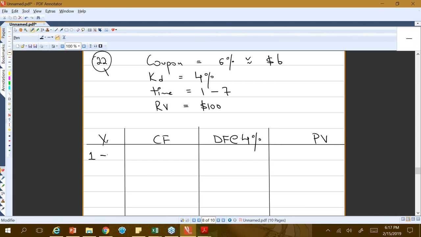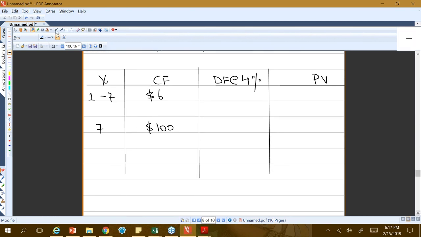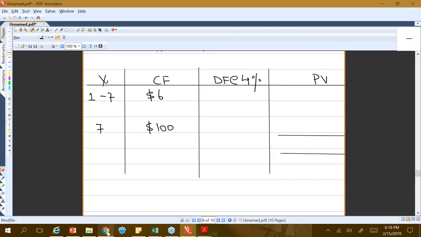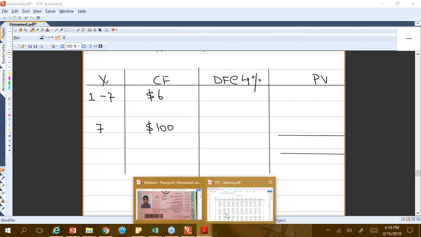From year 1 to 7, we've got a cash flow of $6. In year 7, we've got a redemption value of 100. And what I would like to request now is for you to discount these and find the market price. So let me put in the discount factors for you.